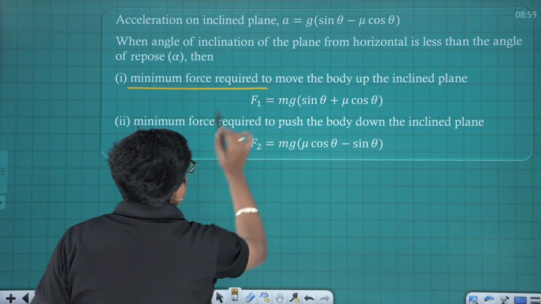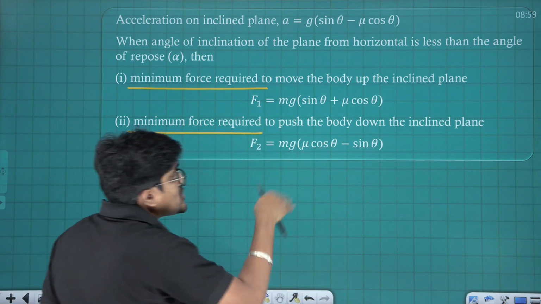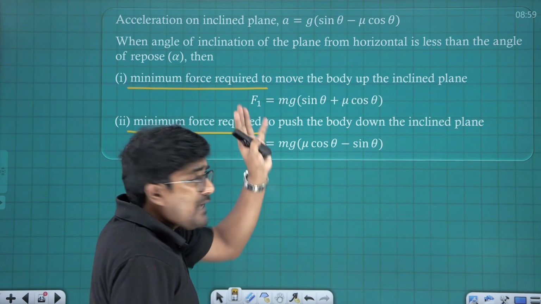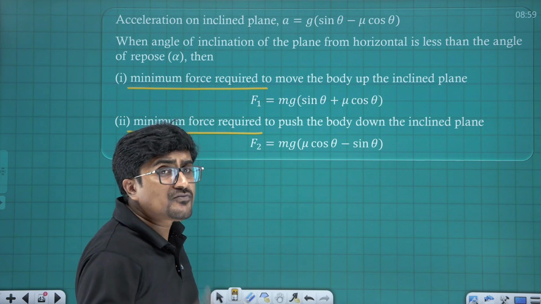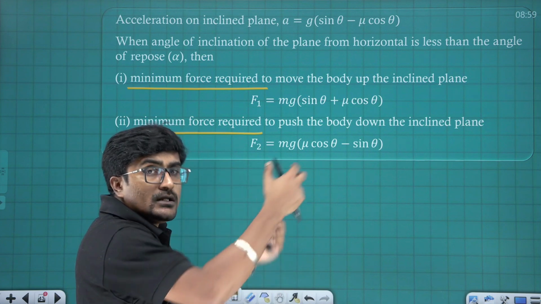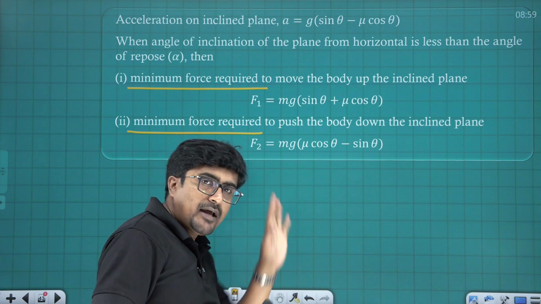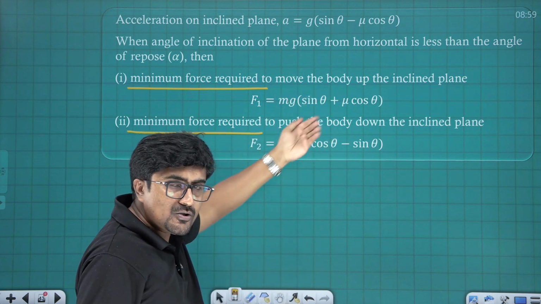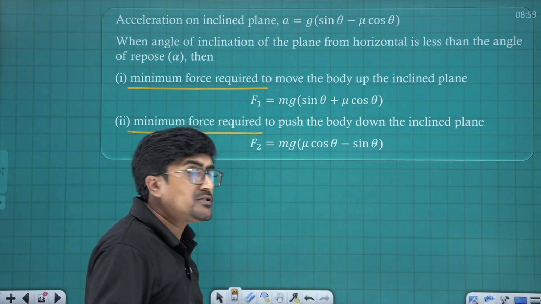There is minimum force to move the body in the upward direction and minimal force required to push the body in the downward direction. So minimum force to push the body in the upward direction is going to be mg sin theta plus mu mg cos theta, because the frictional force as well as the gravitational component are acting in the downward direction once we are pushing in the upward direction. So that is why you have mg sin theta in the downward direction and mu mg cos theta also in the downward direction. So opposing these two, we need to apply a force in the upward direction.